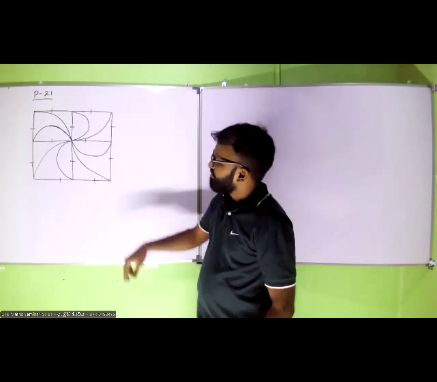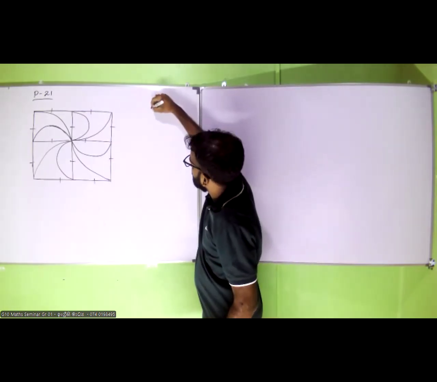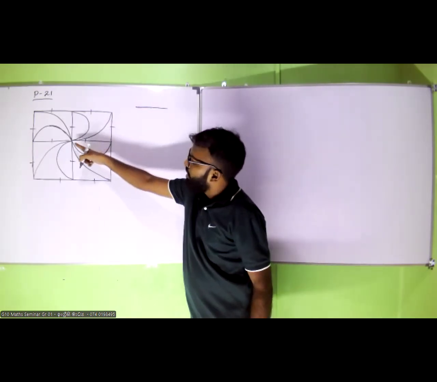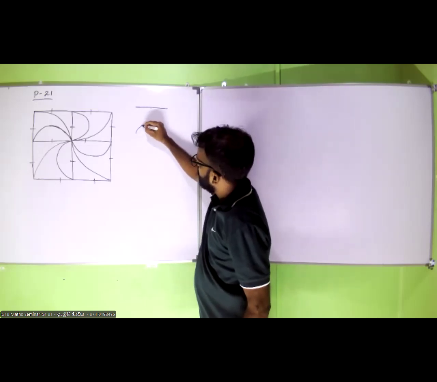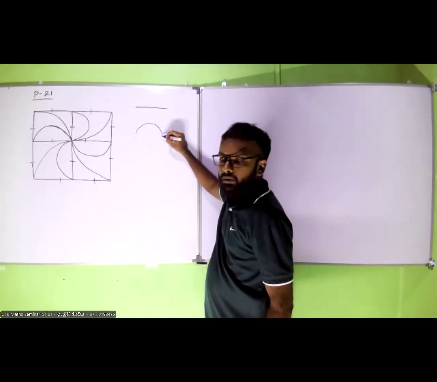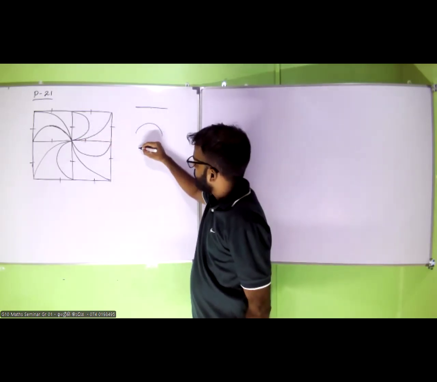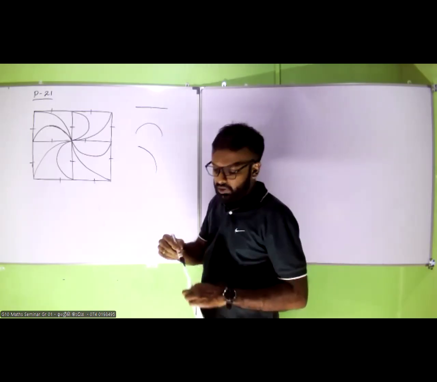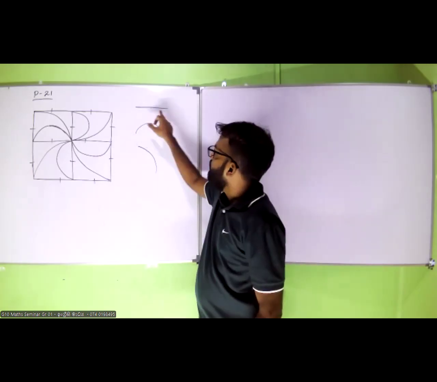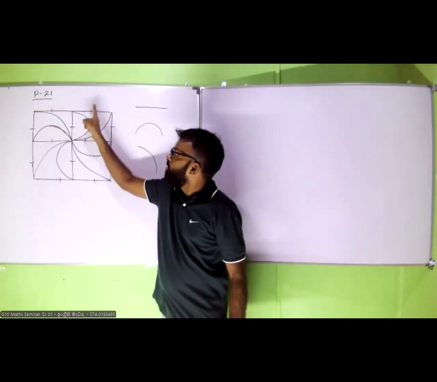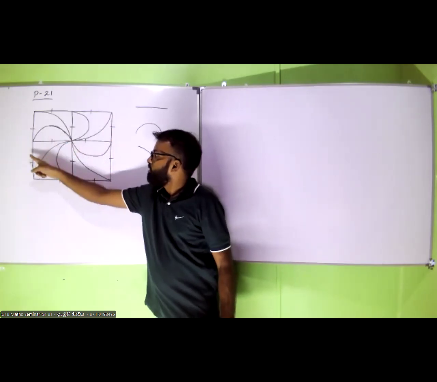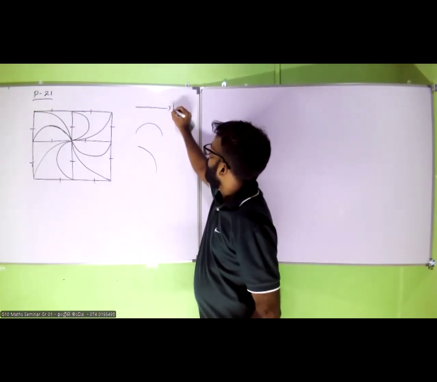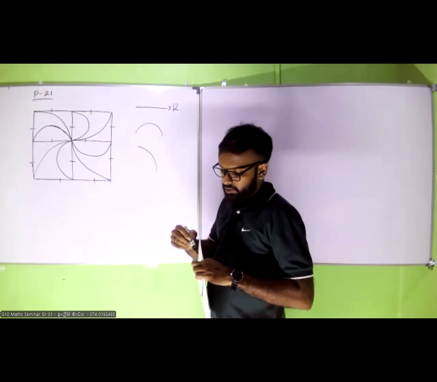How many shapes do you have? A straight line, half circle, quarter of a circle. 1, 2, 3. Only 3 shapes are there. Shall we count the straight lines? 1, 2, 3, 4, 5, 6, 7, 8, 9, 10, 11, 12. 12 straight lines. Right?